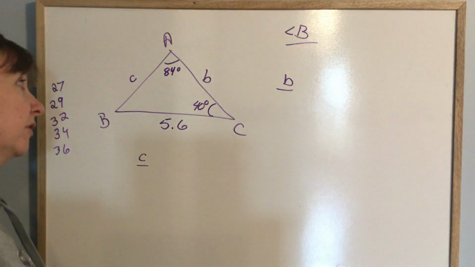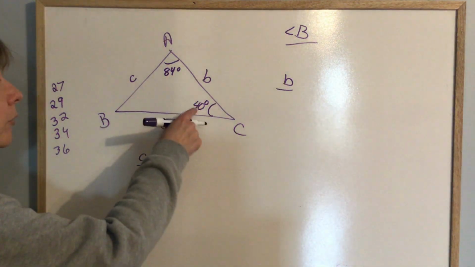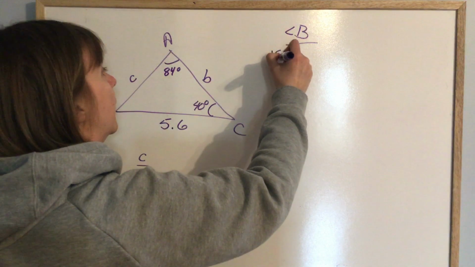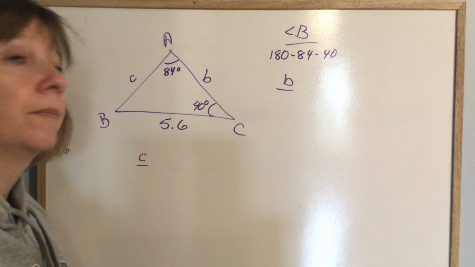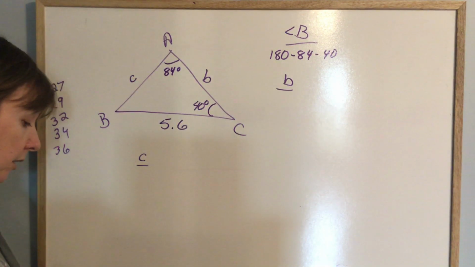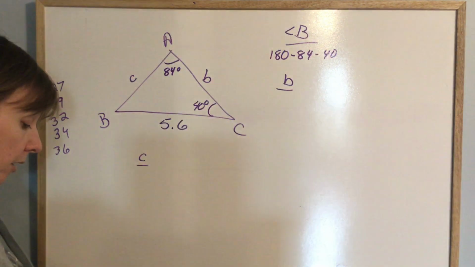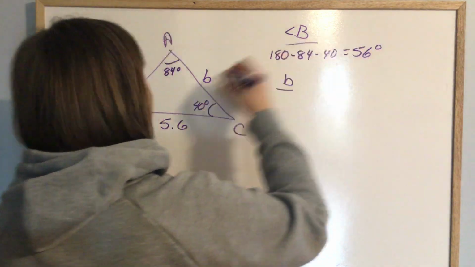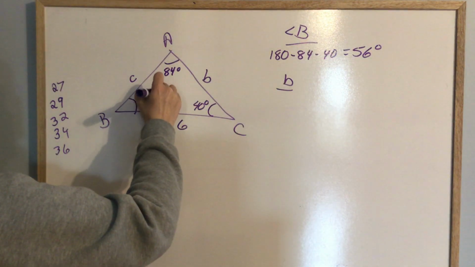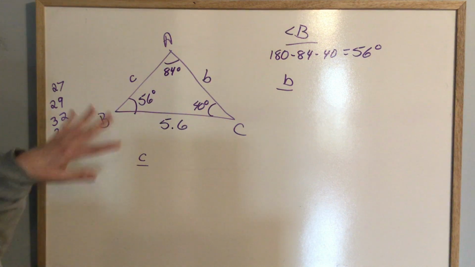So the first thing I would do is figure out angle B first, because if I know that one's 84 and that one is 40, 180 minus 84 minus 40 is 56. So this is 56 degrees.